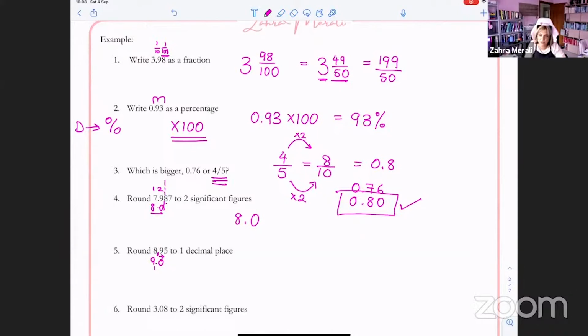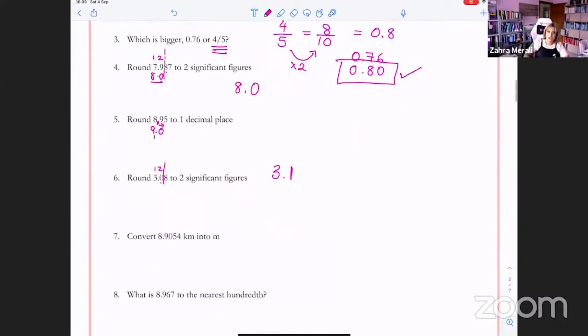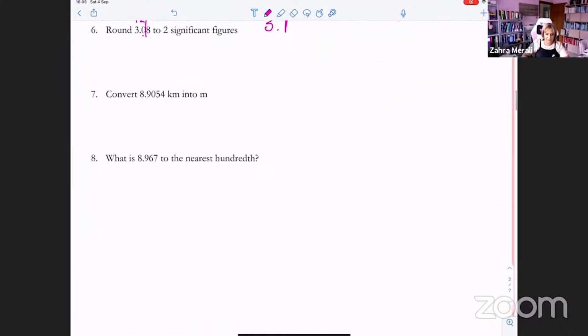Round 3.08 to 2 significant figures. Again, 1, 2. Look at that third one. You get 3.1. So that's like doing it to 1 decimal place. So that's why you have to be very careful.